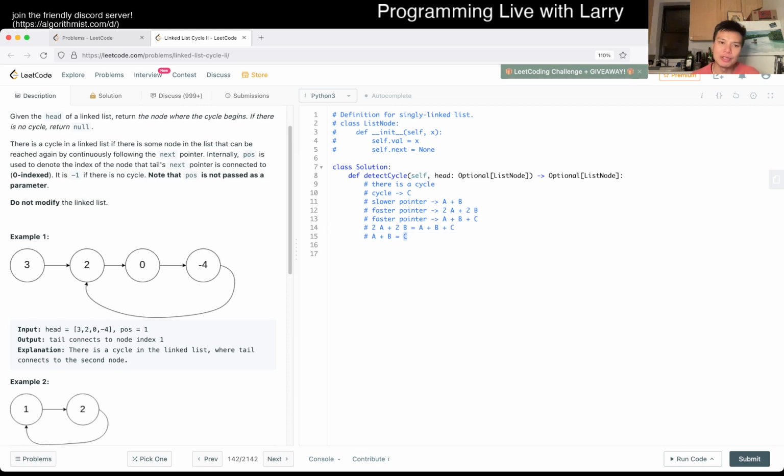So then how do we get the starting pointer, right? And the pointer is of course just A. That's effectively the answer that we're trying to get, which is A. So then here, what is A, right? A is equal to, of course, C minus B.